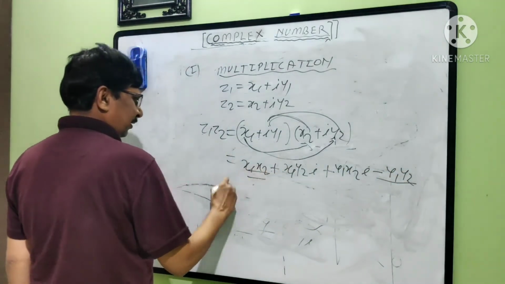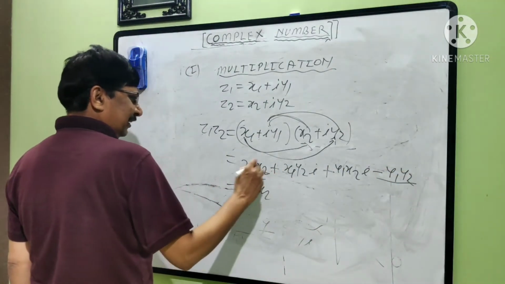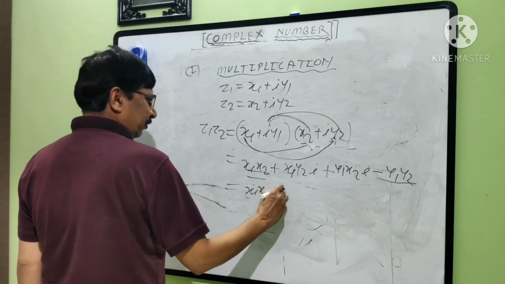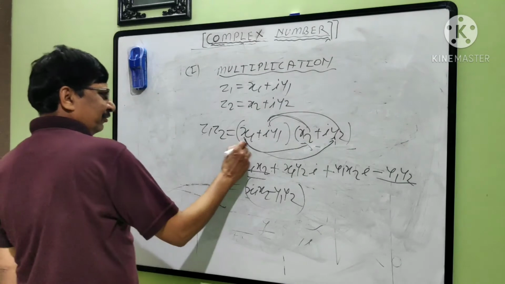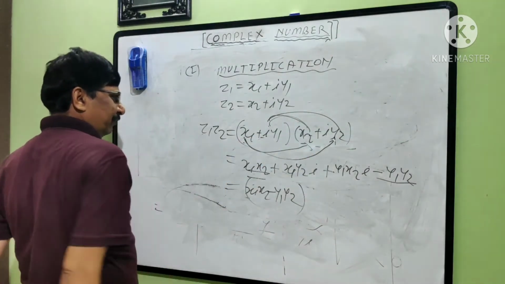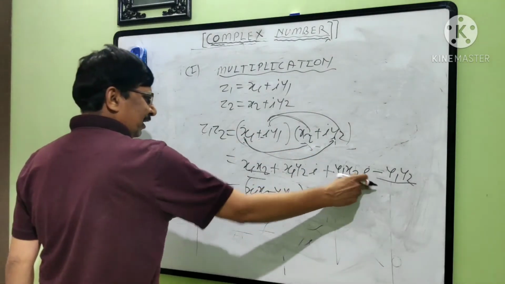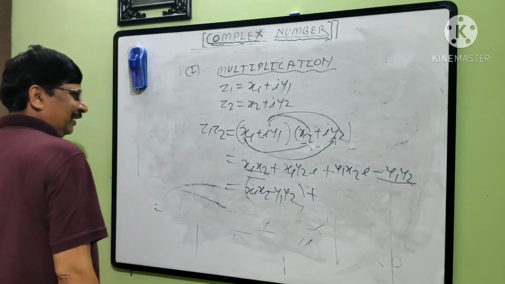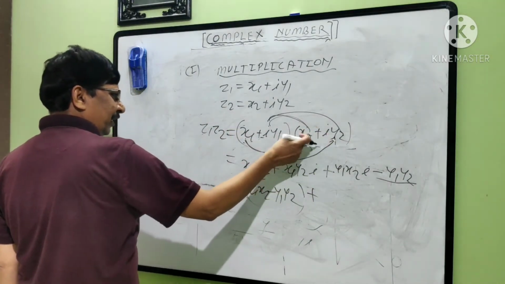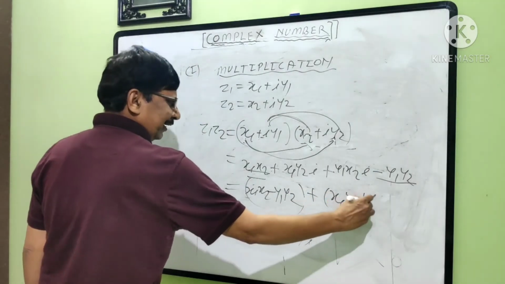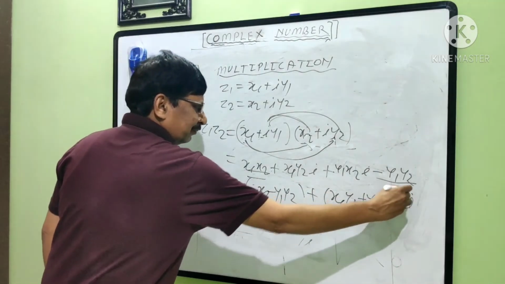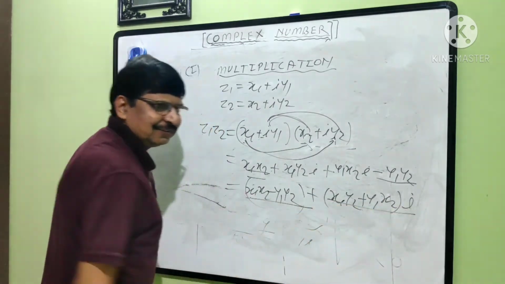These are the real terms: x1 x2. A real term is one which does not contain i. That is x1 x2, and i into i square means minus 1, so minus y1 y2. These are the real part. And the imaginary part has the terms of i: x1 y2 and y1 x2. That is the sum, this is the real part, and this is the imaginary part.